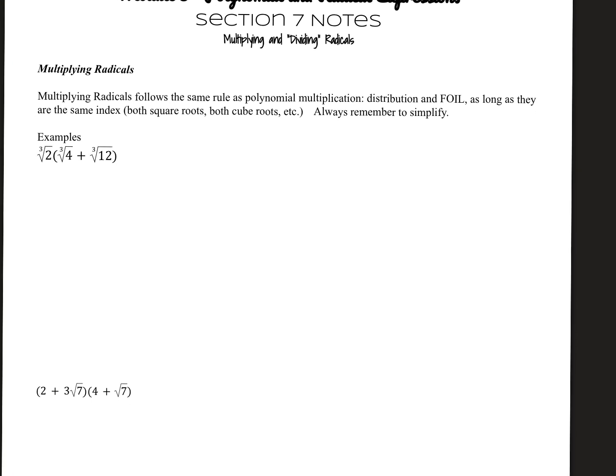So our first example is the cube root of 2 times the cube root of 4 plus the cube root of 12. So I'm going to take my cube root of 2 and distribute it into the parentheses. And we get the cube root of 8 plus the cube root of 36. Now I need to figure out if this can simplify anymore. So 8 is 4 times 2. 4 is 2 times 2.